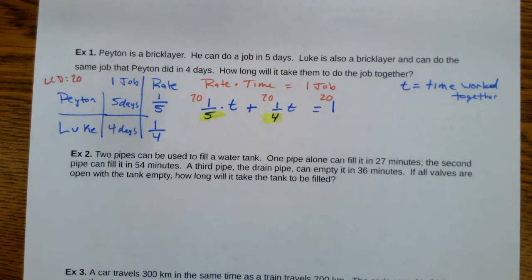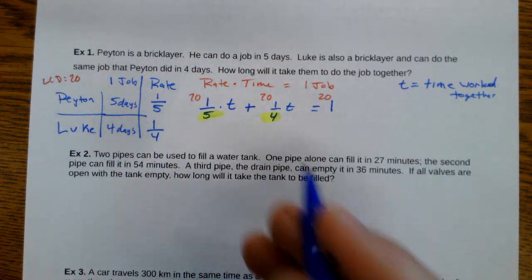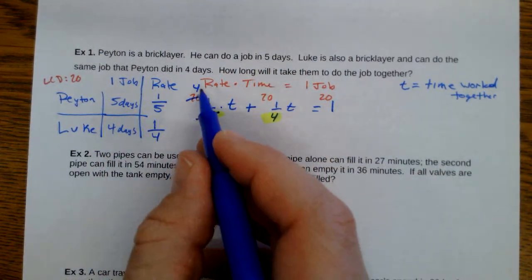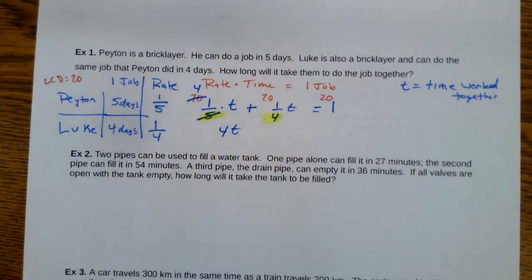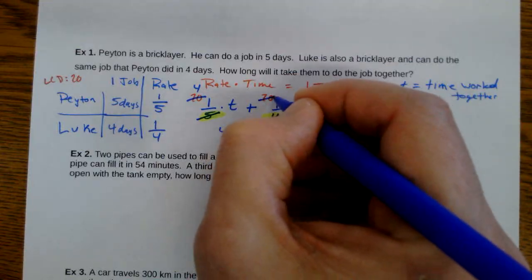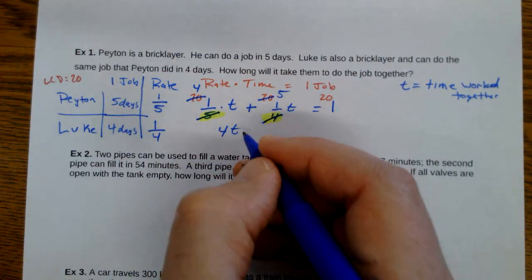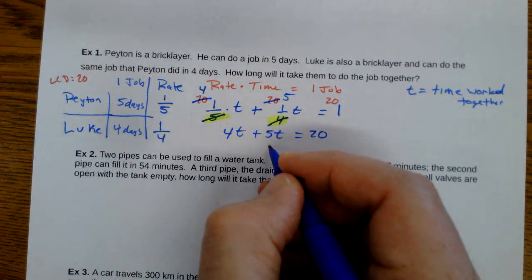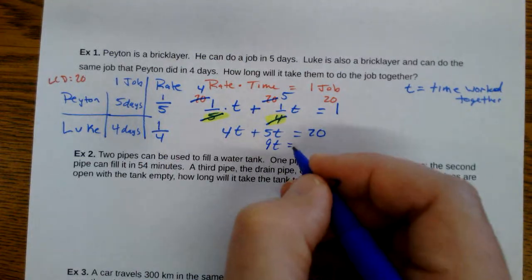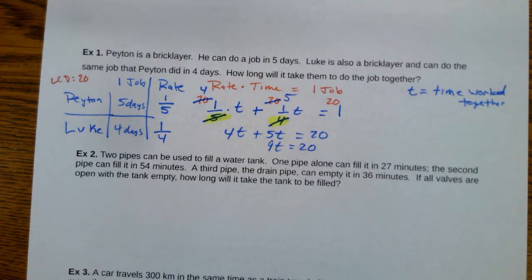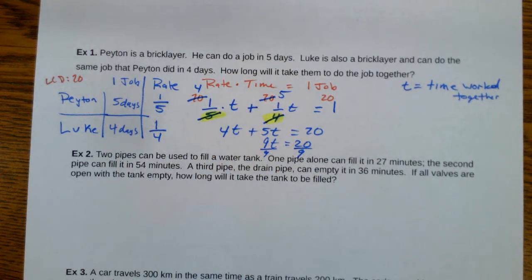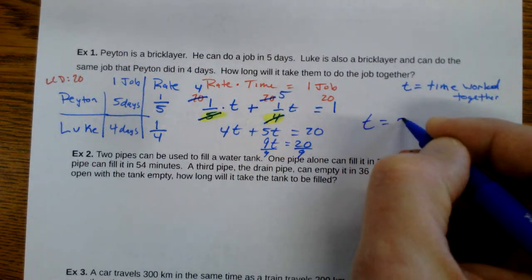And now we do our math magic. You can wave your fingers, and anything highlighted will disappear. 20 divided by 5 is now 4. 4 times 1 times t is now 4t. 20 divided by 4 is now 5. 5 times 1 times t is now 5t. And last but not least, 20 times 1 is 20. Combine your like terms, we get 9t equals 20. To figure out how much time they work together in days, take 20 divided by 9 in your calculator. I got about 2.2 days.